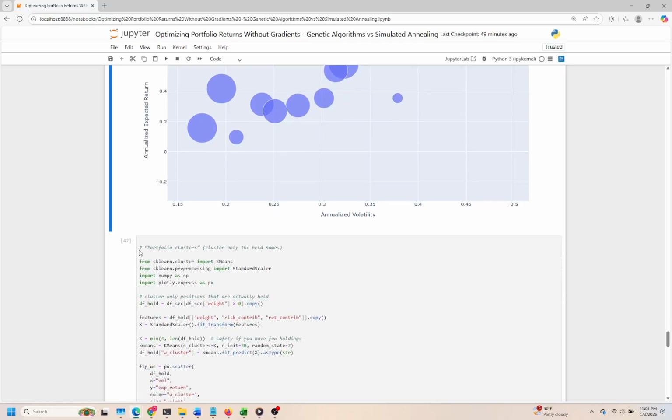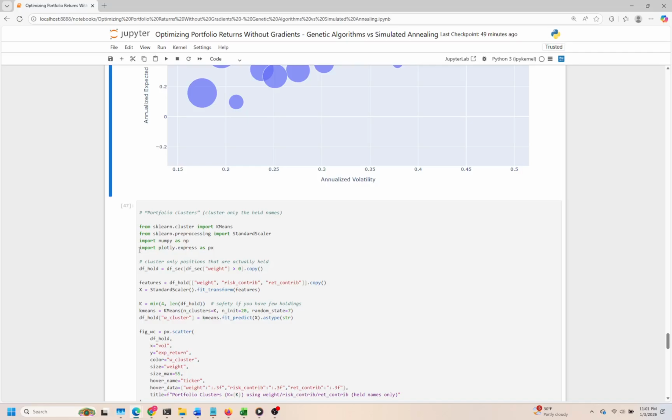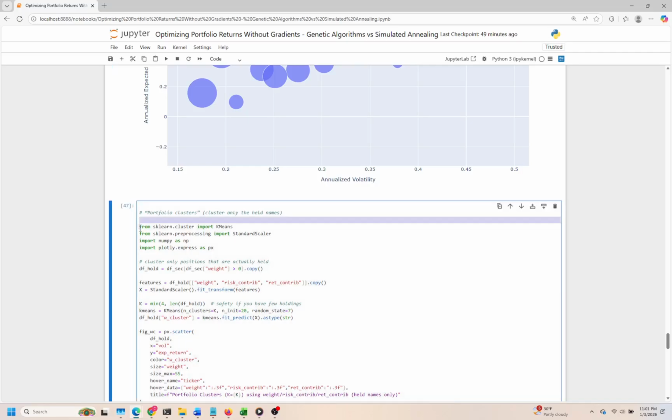Cell 10. In this cell, we're diving into a clustering analysis of the investments in our portfolio, specifically focusing on those assets that we actively hold. By clustering these positions, we can gain insightful distinctions based on their weight, risk contribution, and return contribution, which can inform our overall investment strategy.